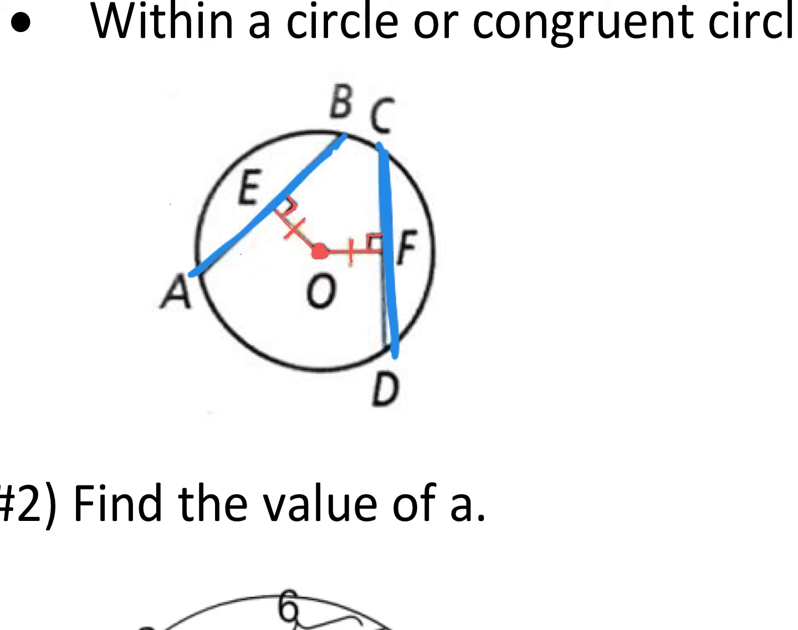So basically what we're saying is chord AB is congruent to chord CD because EO was congruent to OF. Okay, so if the distance to them is the same, then the chords themselves have to be congruent as well. Okay? Questions on that? Okay.